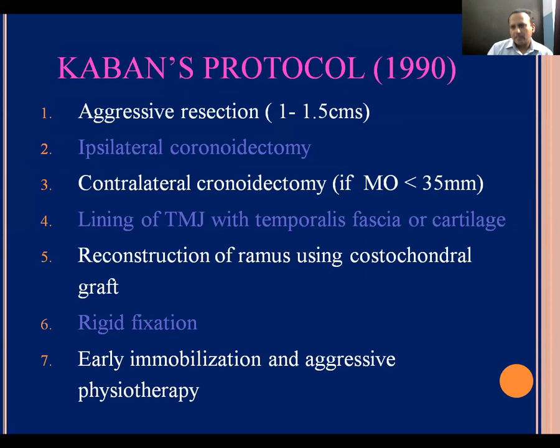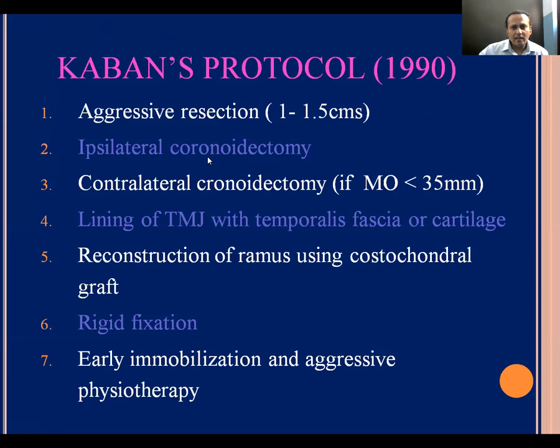I had explained this in the last class, but today I will be revising it again. Kaban's protocol is the management of temporomandibular joint ankylosis in children. Kaban came up with this protocol in 1990. The first thing in the management is aggressive resection, that is resection of 1 to 1.5 centimeters, also called gap arthroplasty. Aggressive resection means aggressive removal of the ankylotic mass.